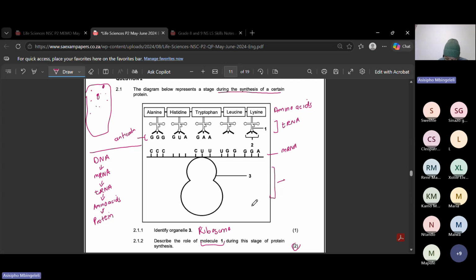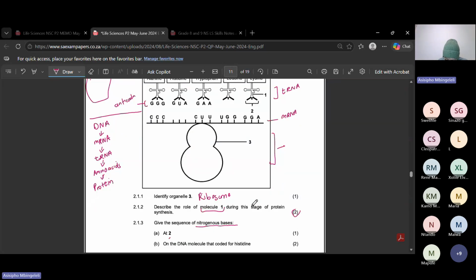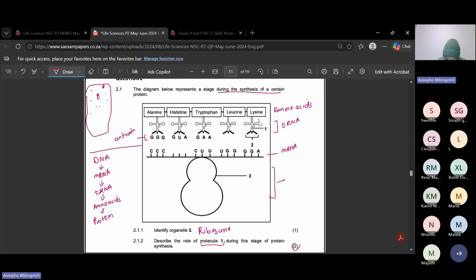At 2, what do we have there? Give the sequence of nitrogenous bases at 2. So there is 2, it's a transfer RNA. So we need anticodons here, right? So if it's 1 mark, that should be easy. So in a messenger RNA, we have G, G, A. So that means a base that is going to pair with G will be C. A base that is going to pair with G will be C. A base that is going to pair with A will be U.